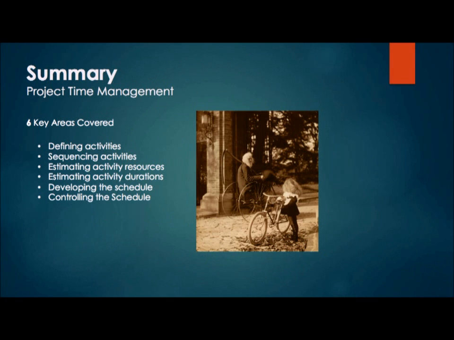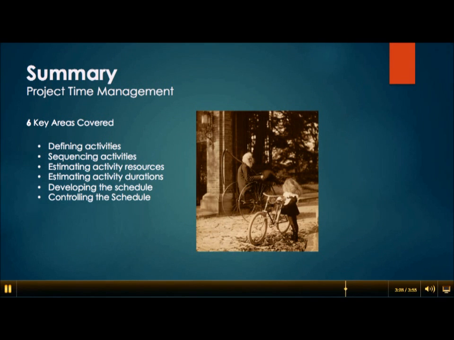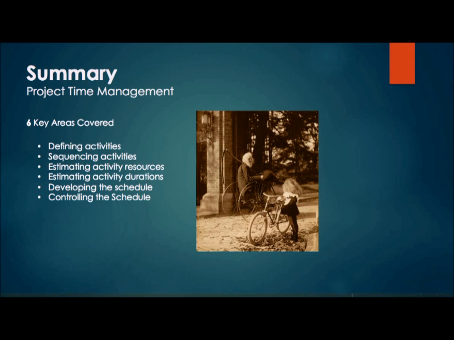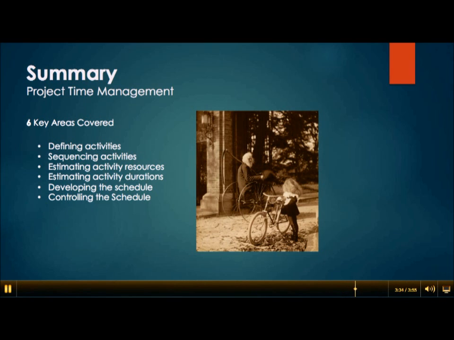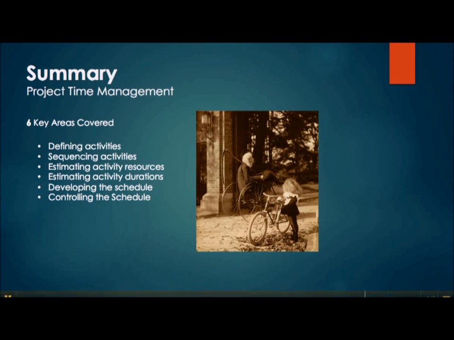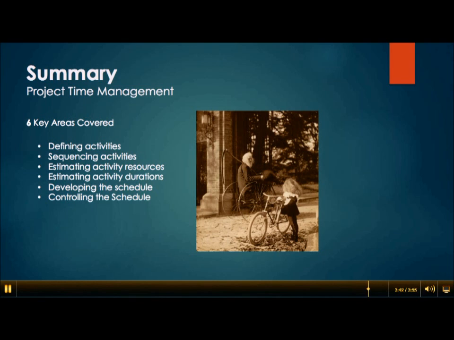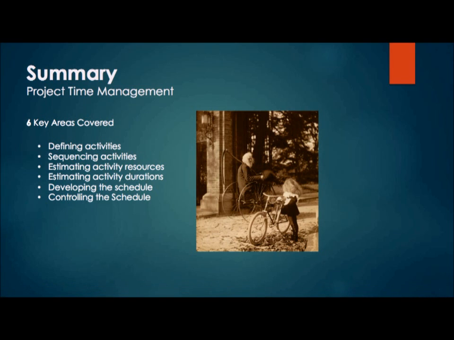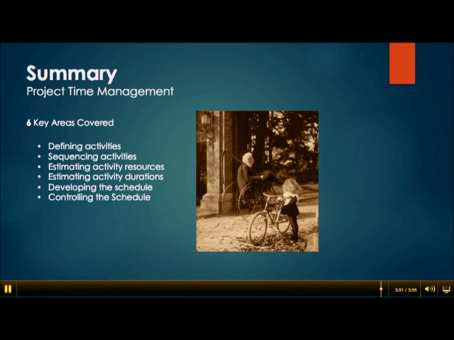Now to sum up what we went over in the last few slides for project time management, the 6 key areas that we covered were defining activities, sequencing activities, estimating activity resources, estimating activity durations, developing the schedule, and controlling the schedule. Hopefully this gave you some information about project time management, which also can be found in chapter 6 of the book we are currently using in our class.